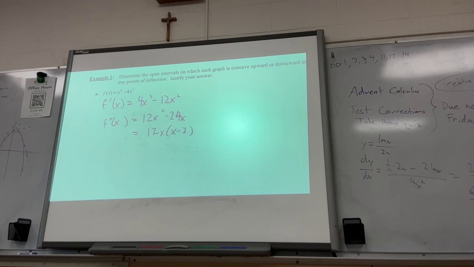So the two possible points of inflection, they're not necessarily, it's going to be x equals 0 and x equals positive 2, right? Because those are the x's where my f double prime equals 0 or undefined. They both equal 0 there.